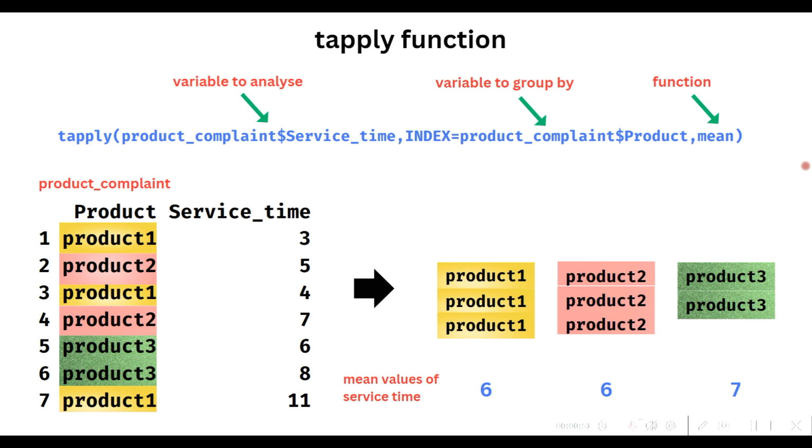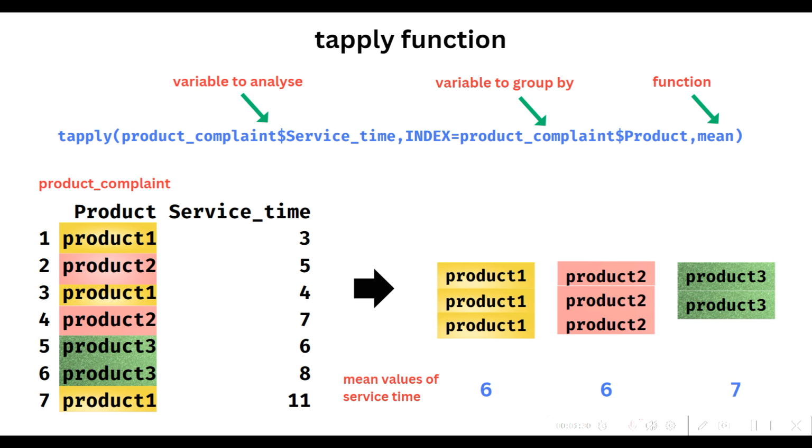First we have a vector to analyze. In our example it is service time. Then comes the index, which is the vector to group by. In this example, it is product. We are grouping the data into products. And finally, a function we want to run on each group. In this example, it's the mean value we are looking at for each group. The dplyr function returns a mean value of service time for all the products.